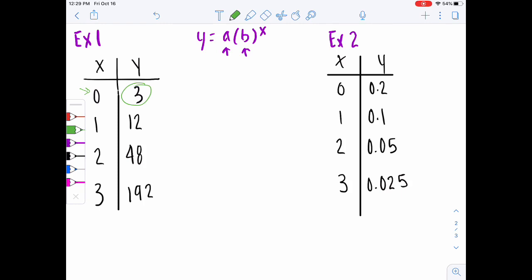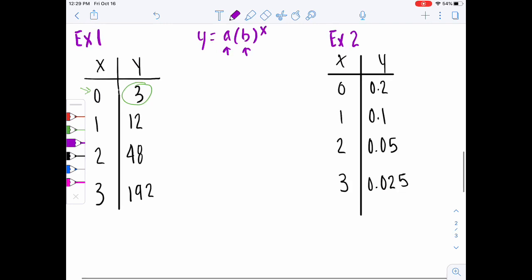Now to figure out my multiplier, sometimes you can just recognize the pattern by looking at the numbers. But if the numbers are unfamiliar to you, or maybe the pattern's not a whole number, there's a trick, which is to just divide. So if I want to know what my multiplier is, let me divide. 12 divided by 3 is 4. So maybe my multiplier is 4.